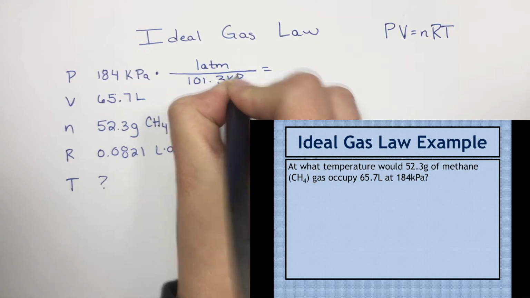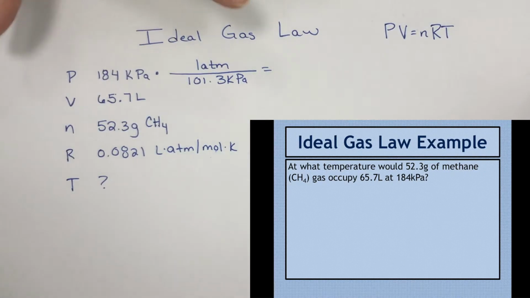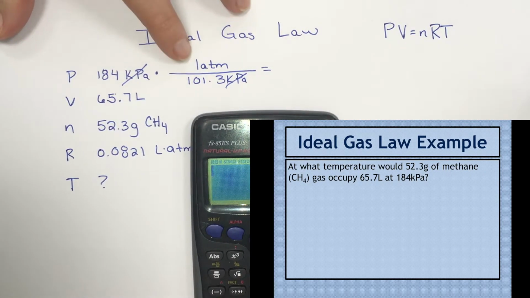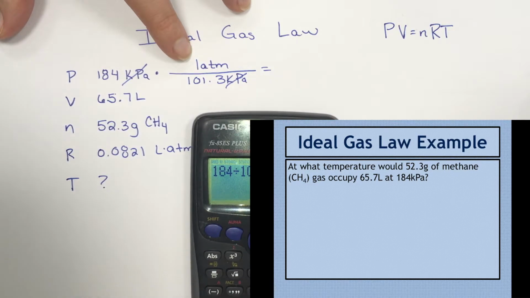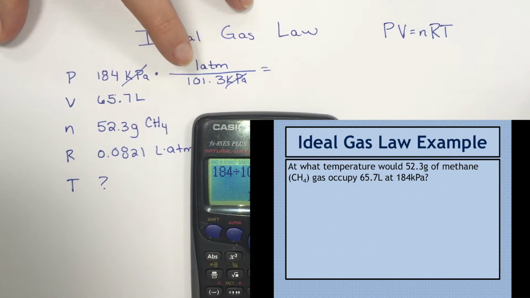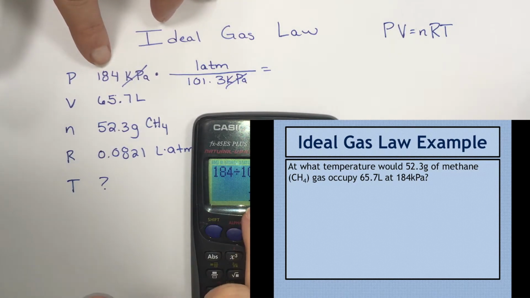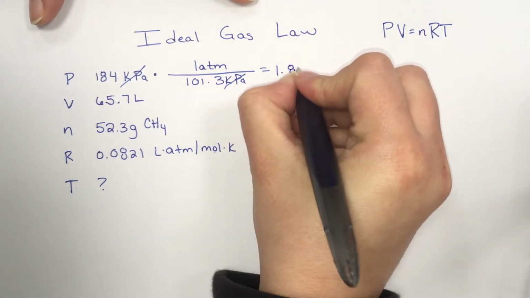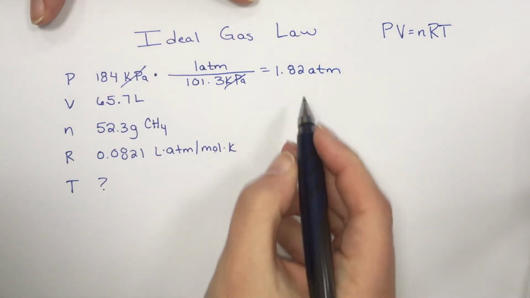101.3 kilopascals is the conversion for atmosphere. Okay, so the kilopascals will cancel. And we're going to do 184 divided by 101.3. And the answer will be in significant figures. This is conversion, so 3 significant figures. So 1.82 atmospheres. Okay, this is in liters, so it's good.